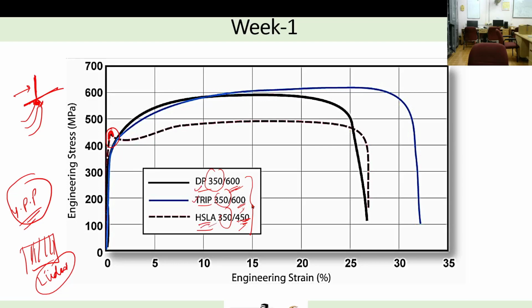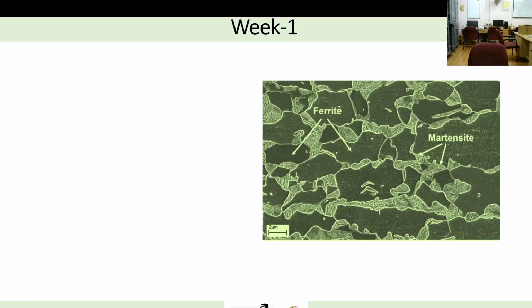Now coming to the heat treatment, or how DP or TRIP steels are formed, or let's say, what the microstructural constituents in the DP and TRIP steel are, that sir has taught. So can you tell what microstructure it is, which steel microstructure it is? Sir, it is a hypoeutectoid steel. What? Sorry? Sir, it is a hypoeutectoid steel.